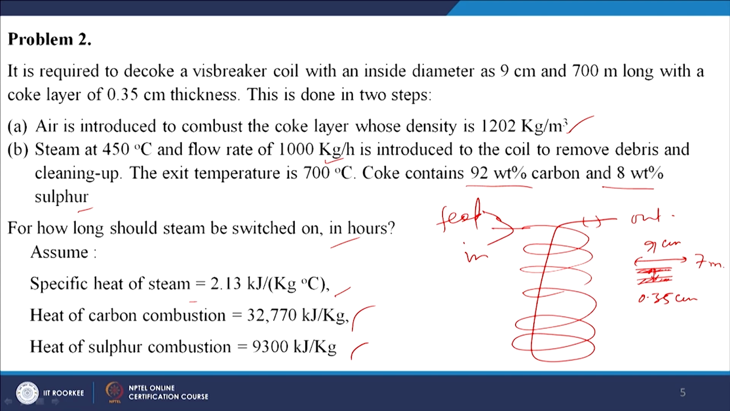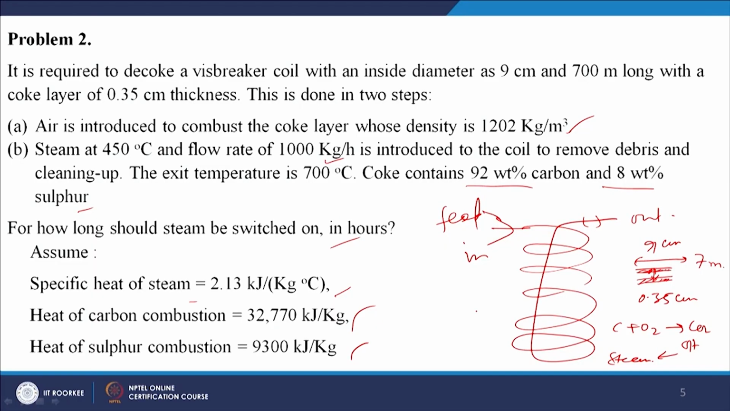Now, once the vis breaking is completed, the coke deposition has taken place. So, if we want to use this coil again, we have to remove the coke from the inside of the coil. This can be done by providing air. So, what will the air do? C plus O2 will give CO2. So, this reaction will take place, and during this reaction heat will be generated, and that heat will be taken up by the steam, as the steam inlet temperature is equal to 450 degree centigrade, and when it is going out, the temperature comes to 700 degree centigrade.